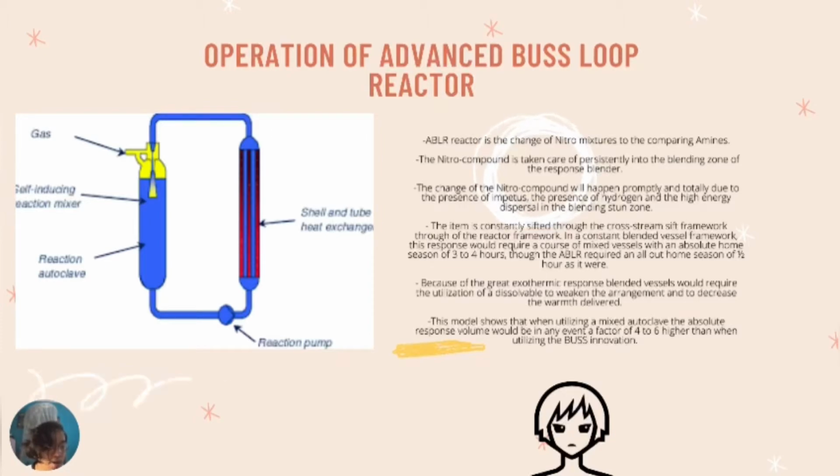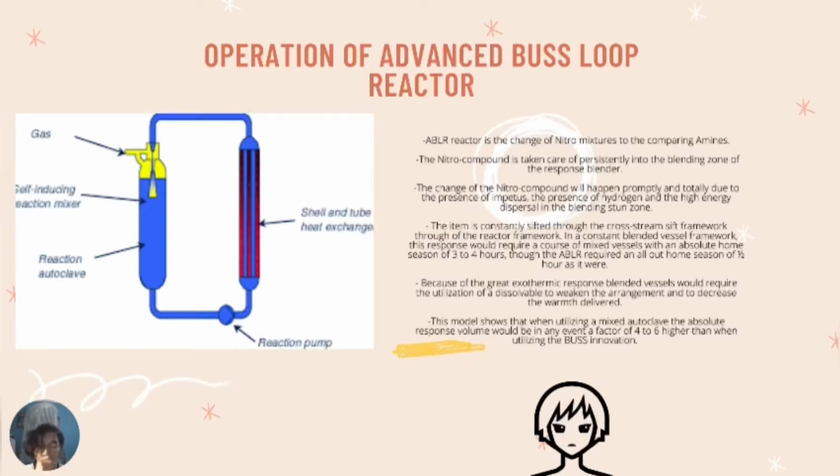In the ABLR reactor, there is a change of the neutral mixture to the comparing amines. The item is constantly circulated through the cross stream heat exchanger framework and through the reactor framework. Because of the great exothermic reaction in a stirred vessel, it would require the use of a solvent to dilute the solutions and to decrease the thermal delay.